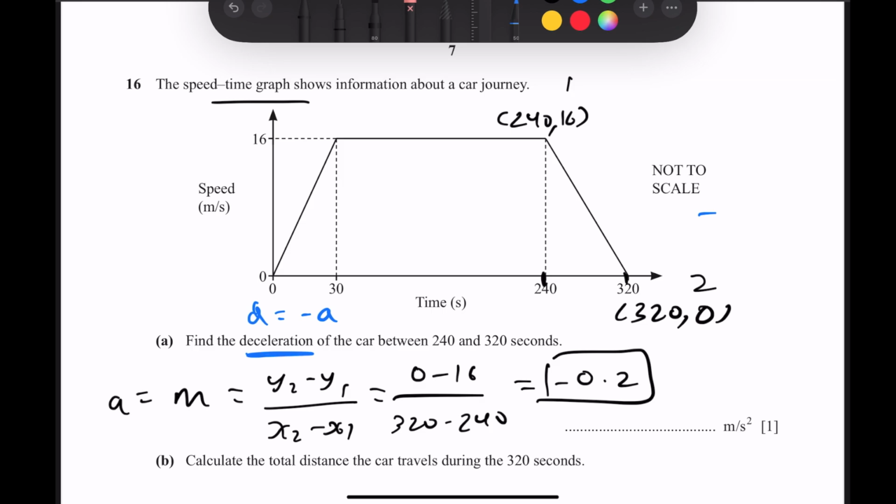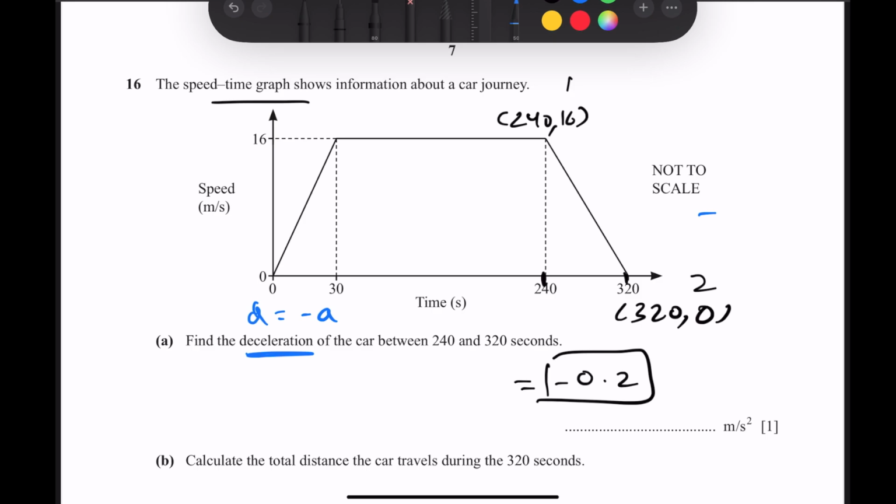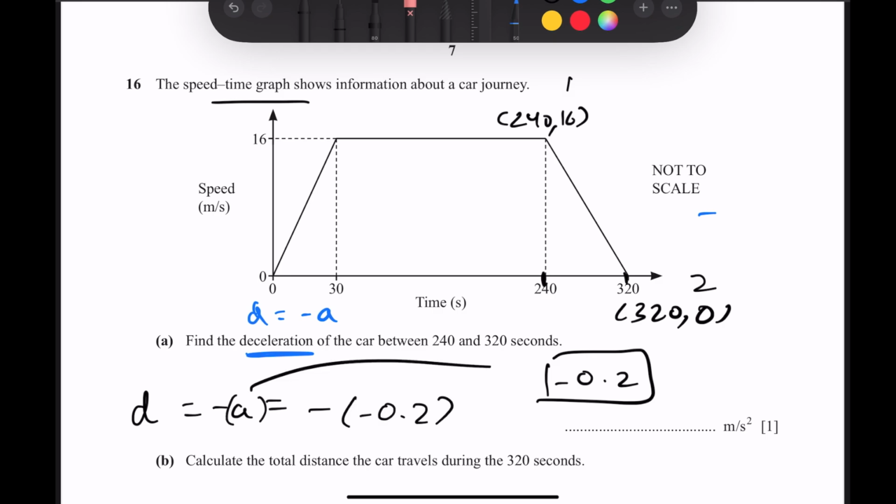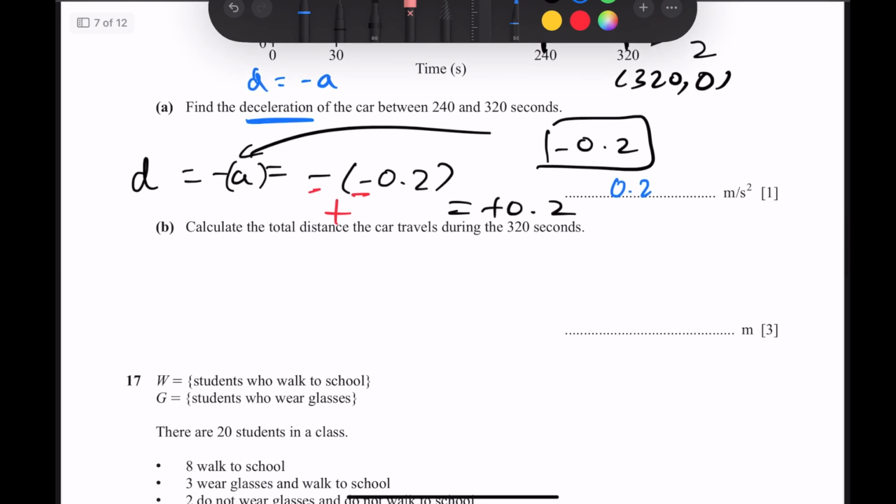This is your acceleration, but it's not a final answer, because the question did not ask for the acceleration of the car between 240 and 320 seconds. The question asked for the deceleration of the car. And since d is negative a, d is equal to negative 0.2, since a is equal to negative 0.2. So d would be equal to positive 0.2, because as shown in question 1 with the two temperatures, two negatives make a positive. So the first answer is 0.2 meters per second squared.